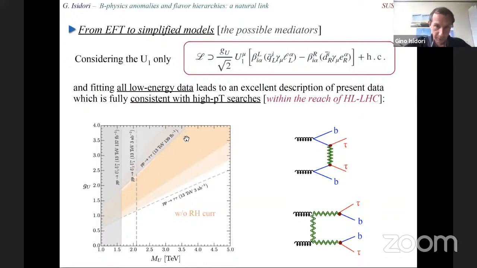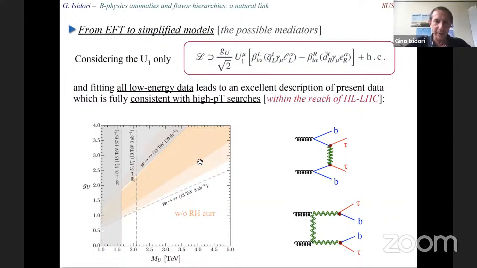And you see how the bound will improve. Here, all this region will be covered in the high luminosity phase. And this yellow band is the preferred region by the anomalies before putting the high pT constraint. So it's really just around the corner.